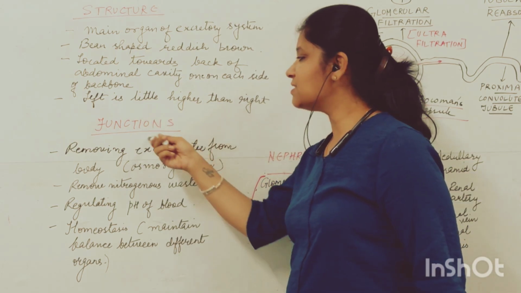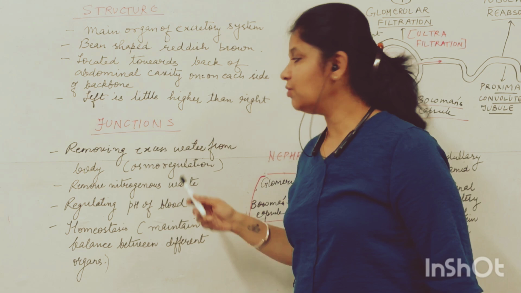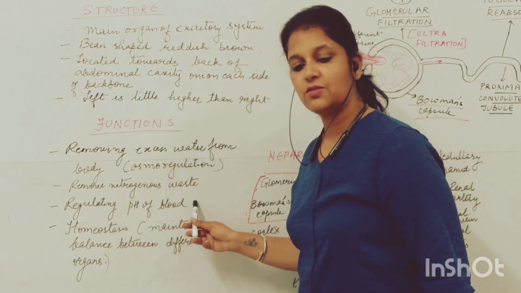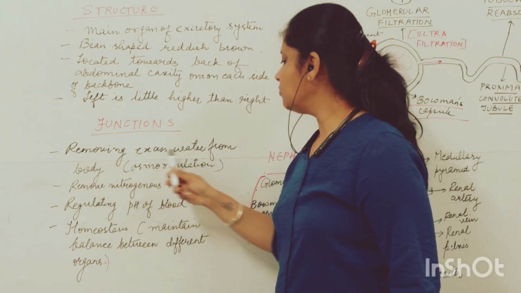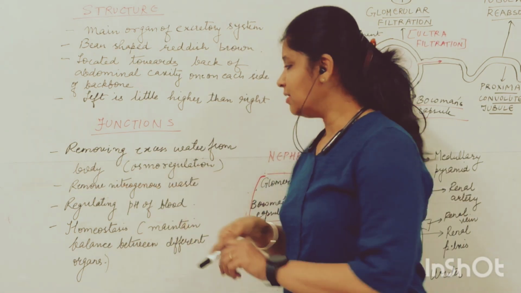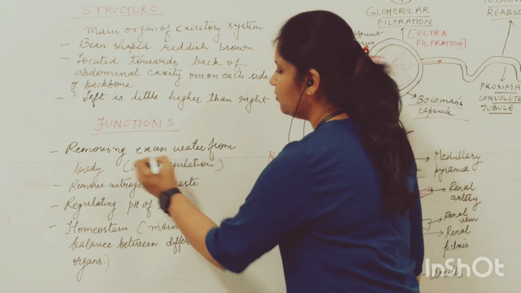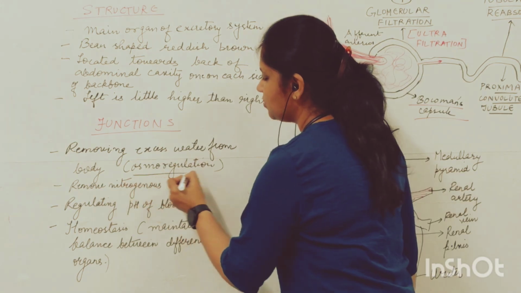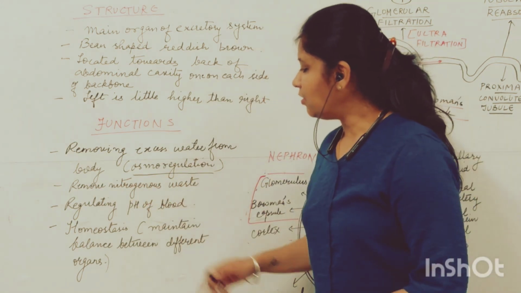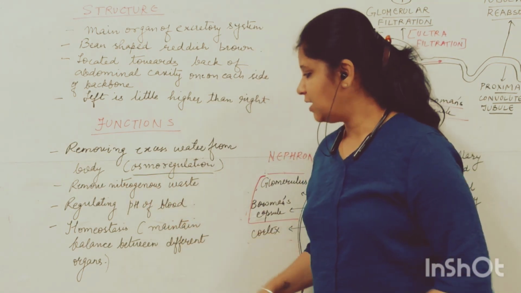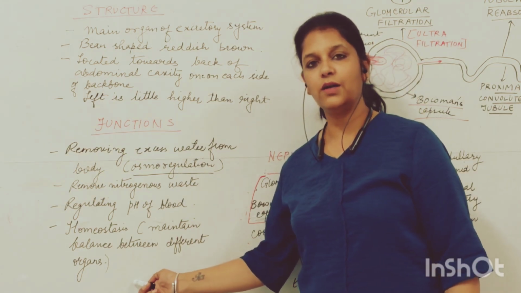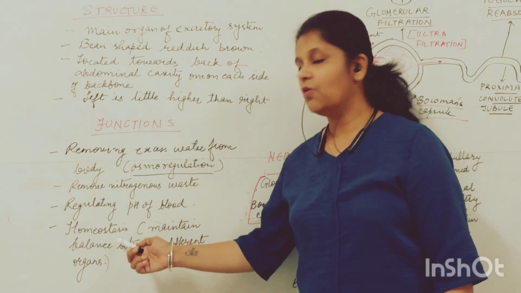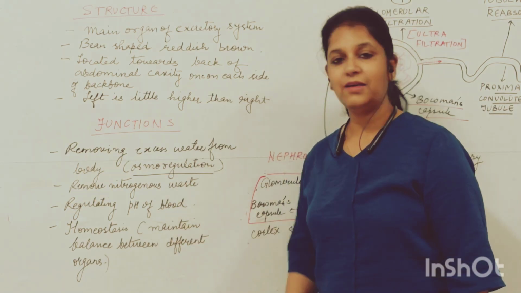Now, what are the basic functions of the kidney? As you know, it helps in the removal of nitrogenous waste in the form of urea, and it also removes excess water from the body. The biological term used for this regulation of water is osmoregulation. It also regulates the pH of the body. And lastly, it also maintains balance between different organs, which in one term you can say is homeostasis. So these are all the important functions.